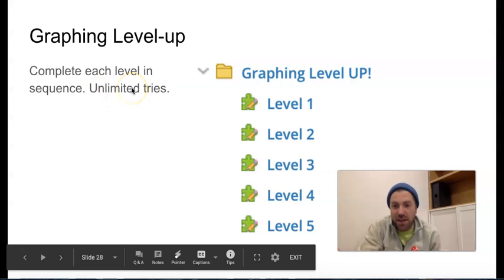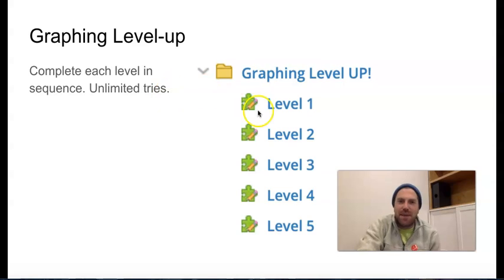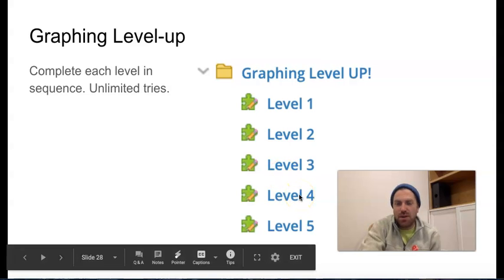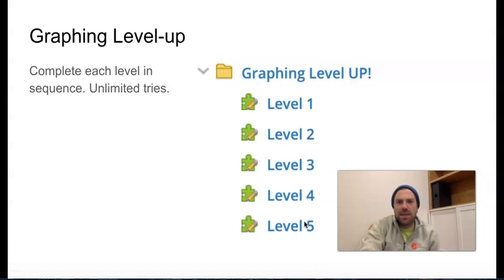It is unlimited tries, and if you need help, ask a friend. Have them help you explain things. But hopefully this will clear up some things that I expect you to know about graphs before we graph our own data. So pause, go ahead and complete all 5 quizzes. They are a formative grade. And come on back when you're done.